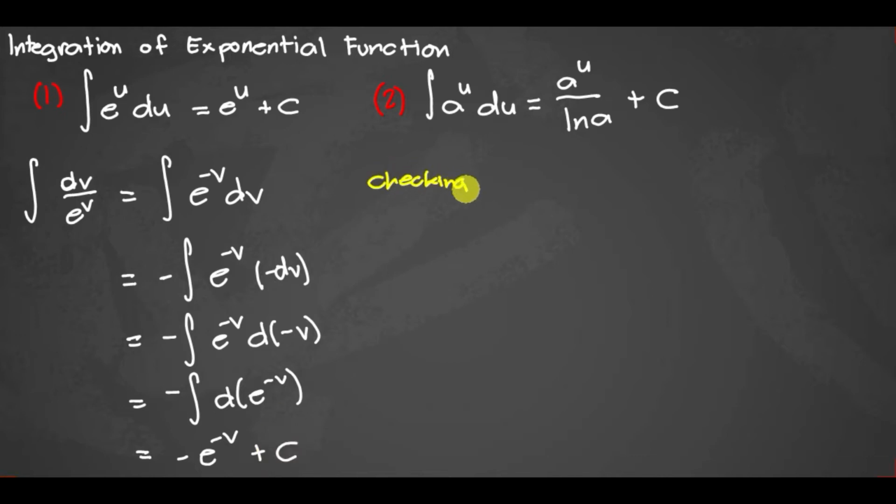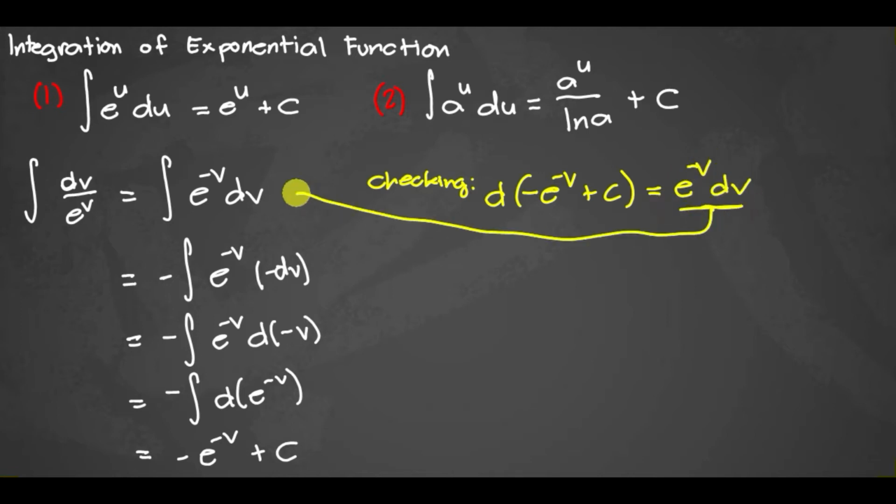By checking negative e raised to negative v plus c, applying our differential operator, that is d with respect to v, it will equal positive. This one will be negative times negative, and positive e raised to negative v dv. Hence, this is true to our integral function.